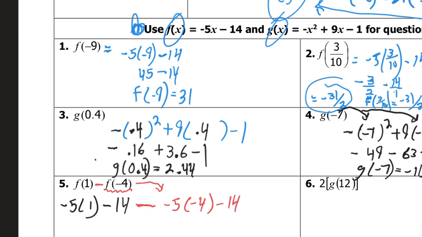So we have here, and this is the F function with a 1 in it. Look here at the F function. -5 times something minus 14. And we're taking away the F function with a -4 in it. And it will look like this. -5 minus 14. This is going to be minus 5 times 4 is 20. Minus, oh, wait a minute, hold on.